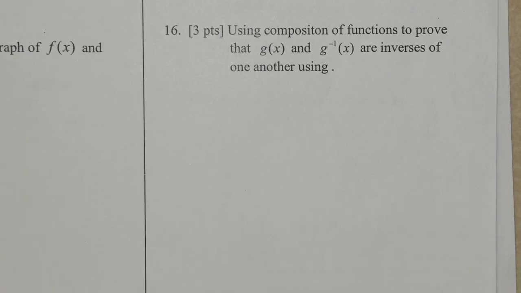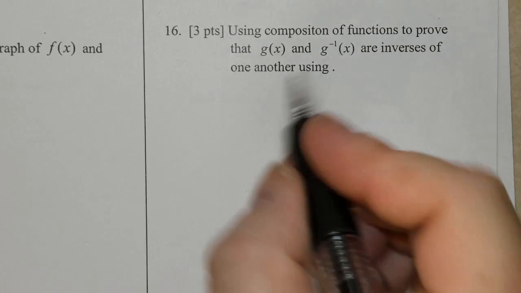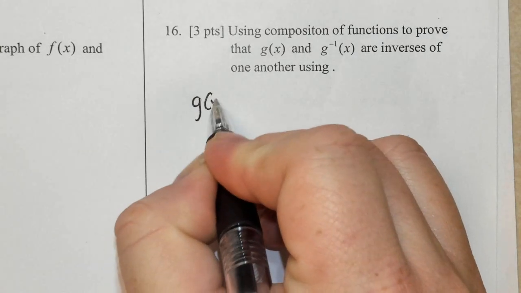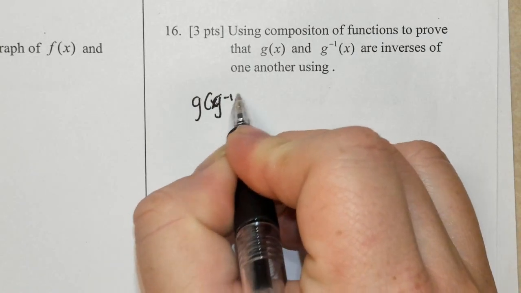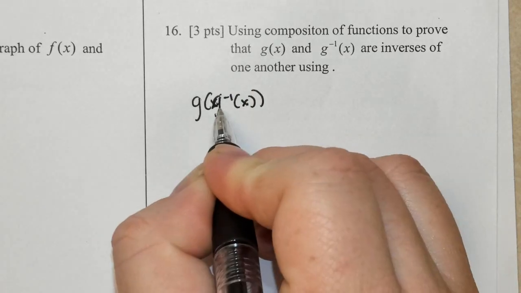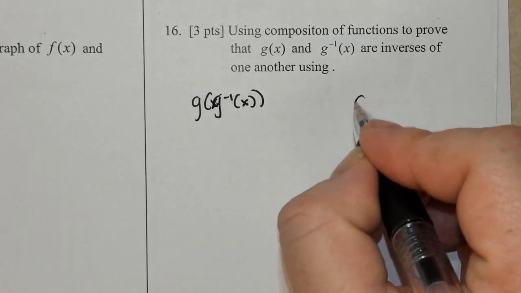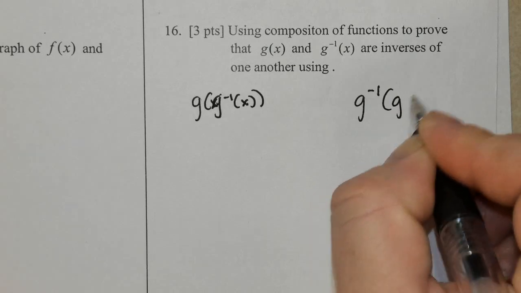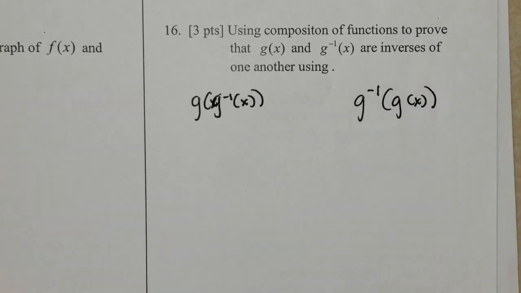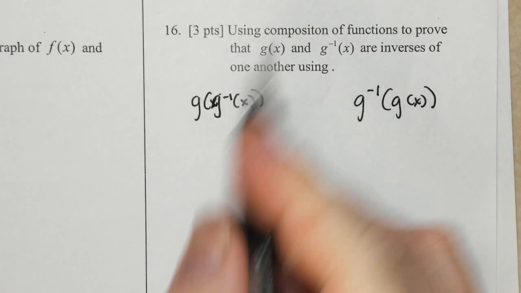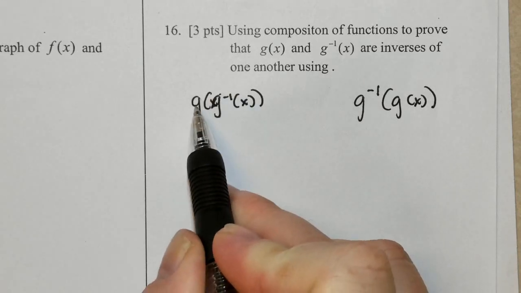Using composition of functions, prove that g of x and the inverse of g are inverses of one another. So I'm going to start by doing g of the inverse of x, and then I'll do the opposite. In both cases, I want to get an answer of x. So I'm going to take, what is the equation for g?